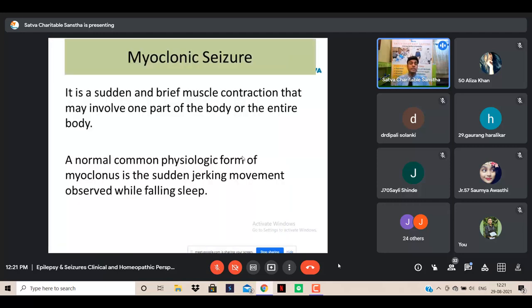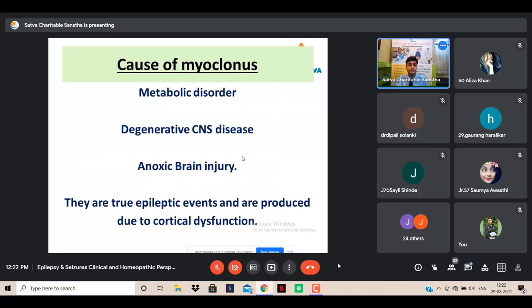Now we go on to another category, known as myoclonic seizures. It is a sudden and brief muscle contraction that may involve one part of the body, or it may involve the entire body also. A normal, common physiological form of myoclonus is the sudden jerking movement which is observed while falling asleep. So we get myoclonic jerks when we are sleeping. But if we are not sleeping and we get this, that can be a myoclonic seizure.